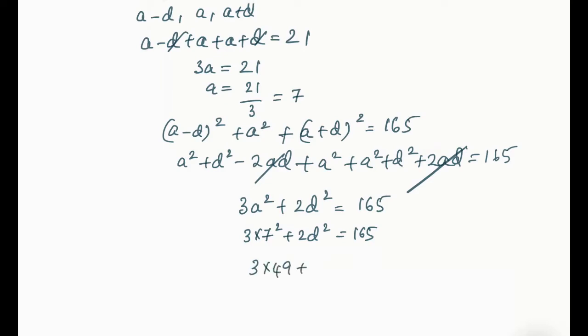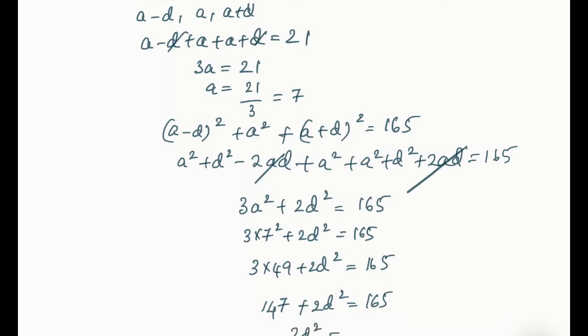3 into 49 plus 2d square equals 165. 3 into 49 will give you what? It is 147. 3 fours are 12, so 147 plus 2d square equals 165.